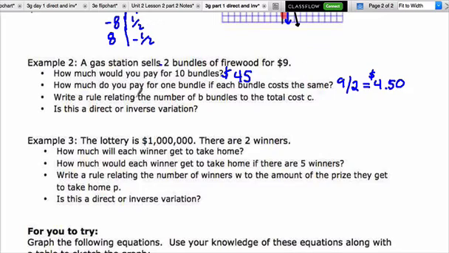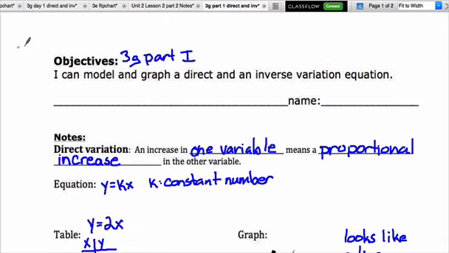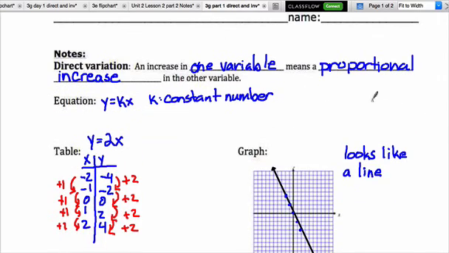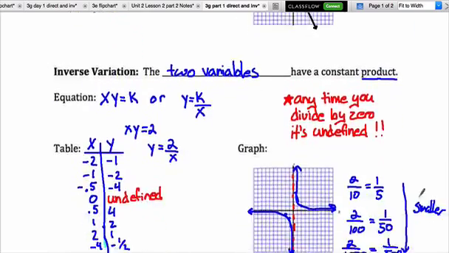Write a rule relating the number of B bundles to the total cost C. When they're asking you for a rule, what they're saying is write an equation. Okay, so the number of B bundles to the total cost C. So if you didn't come up with something because you weren't sure what a rule is, pause and see if you can come up with an equation that's going to have B, C, and an equal sign in there. And then to give you a little hint, it's going to be either a direct variation, so an equation that looks like this one right here, or it's going to be an inverse variation. So that should maybe help you write your equation.